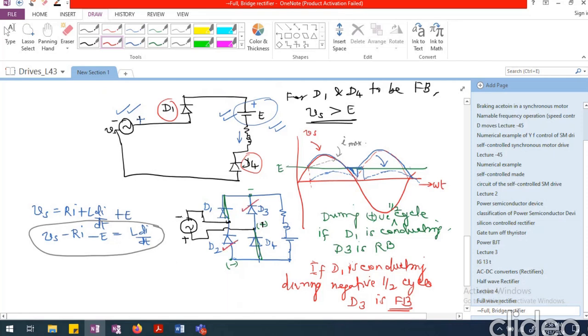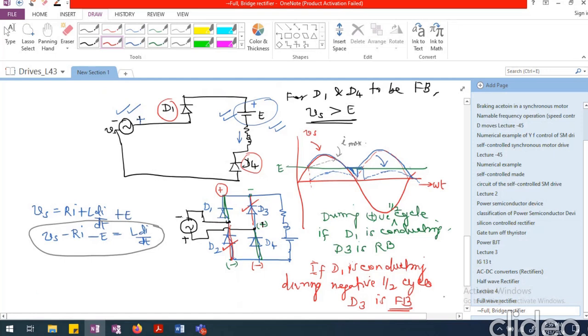Similarly, D2 will jump into conduction. Once D3 jumps into conduction, because it is a short circuit, we are going to have plus here and that plus will come up here also. And similarly, if D2 is conducting, we are going to have minus here. So this minus will come into picture here also. So D4's anode will become negative. D1's cathode will become positive.